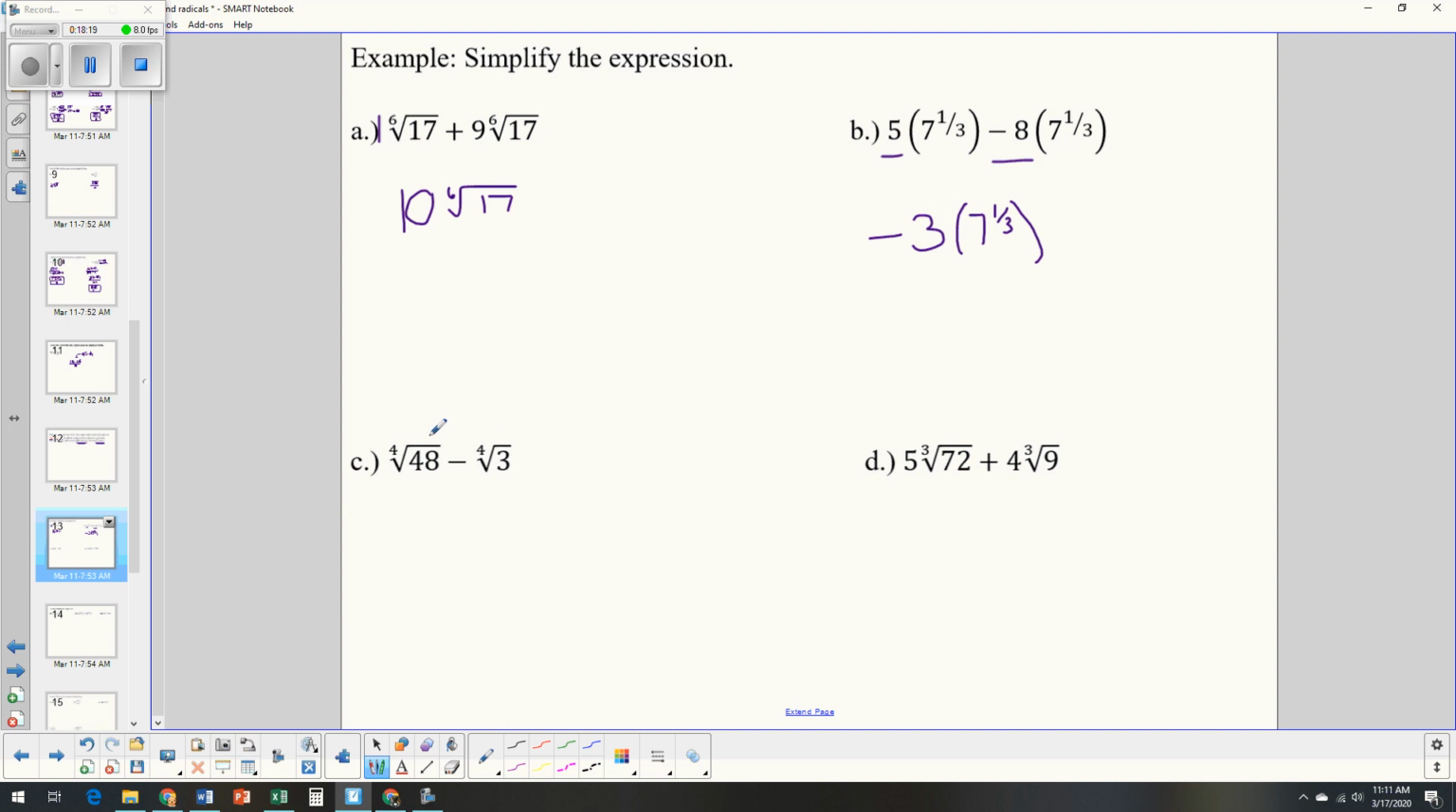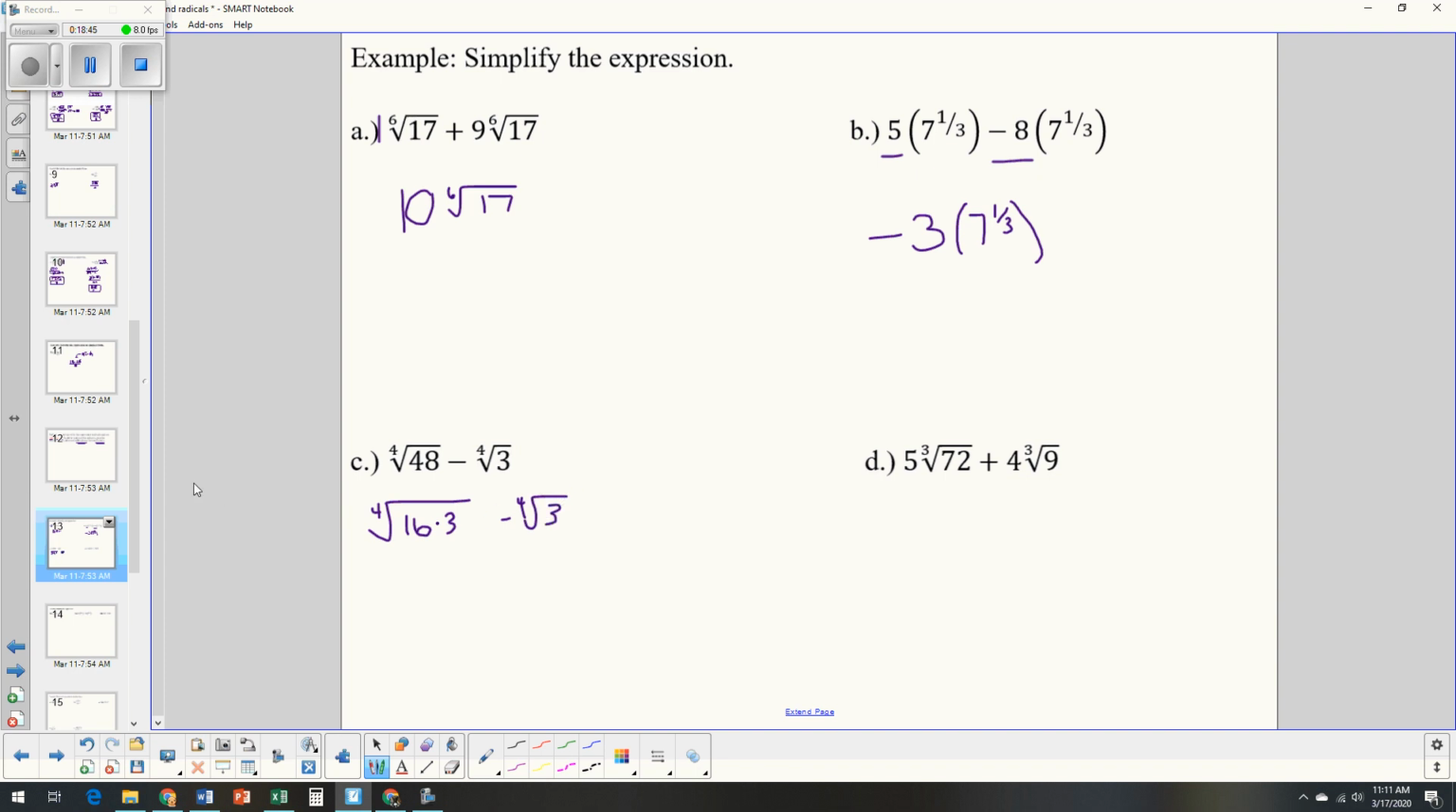C and D become a little more complicated because they're not simplified. They're not like radicals right now. But the good thing is, because I know this is a 3, my goal should be to get this to be a 3. So I'm going to look at what is 48 divided by 3. And 48 divided by 3 is really 16. So I'm going to rewrite this as 16 times 3 in here. We're keeping the second part the same.